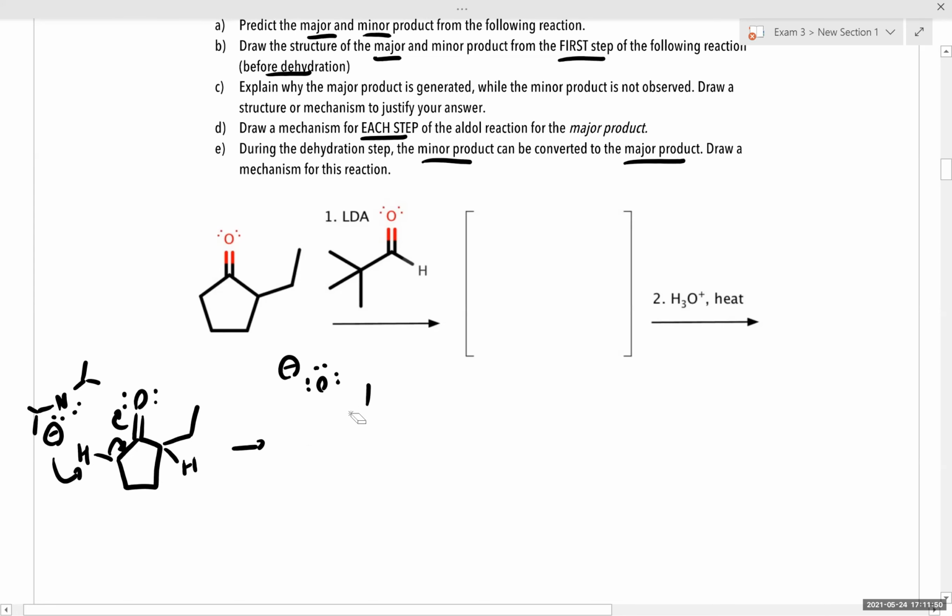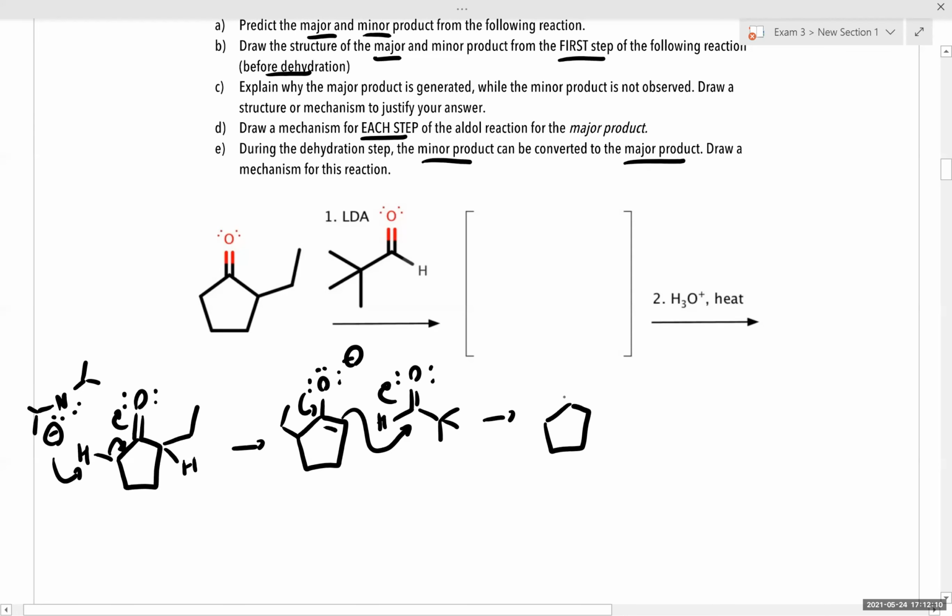From here, I'm just going to redraw the enolate to make it easier to show this next addition step. Our enolate is nucleophilic. We have an electrophilic aldehyde. So our enolate will attack the electrophilic aldehyde and generate an alkoxide product.